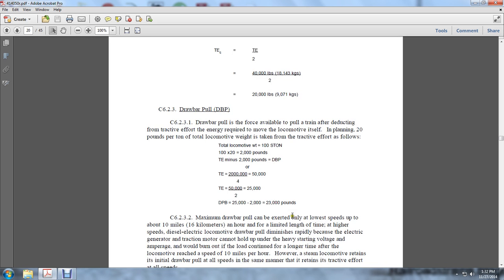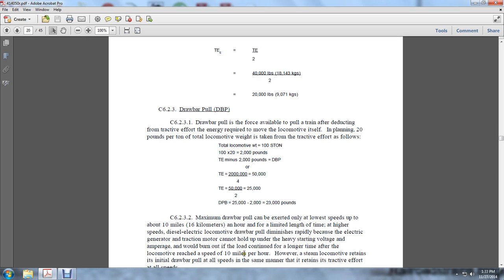Maximum drawbar pull can be exerted at the lowest speed, up to 10 miles per hour, for a limited length of time. At higher speeds, drawbar pull diminishes rapidly because the electric generator and traction motors cannot be held on the heavy starting voltage. The amperage would burn out the motors if continued for a long time after the locomotive reaches a speed of 10 miles per hour.